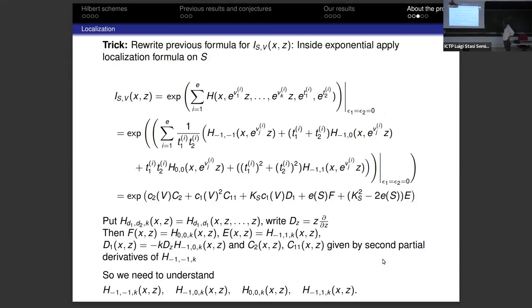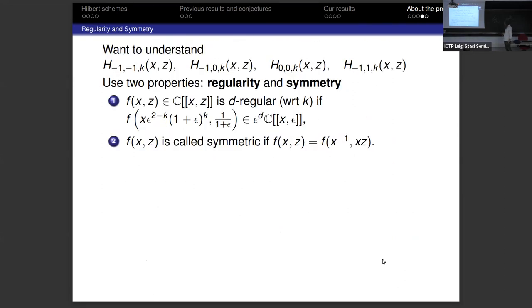Okay, and so on. So therefore, if we know these power series here, we know all these power series, and we know our answer. Okay, so we have determined these coefficients, h minus 1 minus 1, or rather some partial derivatives of them, then h minus 1, 0, h 0, 0, h minus 1, 1. If we know these, we know everything. And so we have to understand what they are.